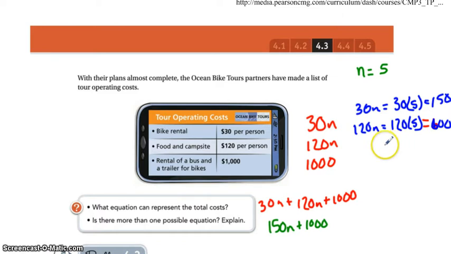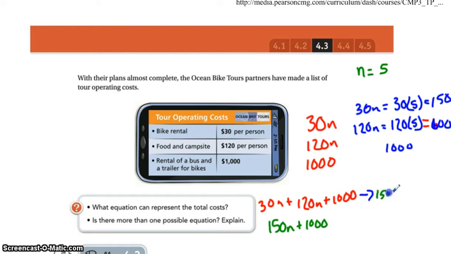And then we'd have our $1,000. Okay, so if we put it in this expression, that would be 150 plus 600 plus 1,000. Okay, ran out of room there, so I'm going to erase that and rewrite it to where it's all on the same line. I apologize for that.